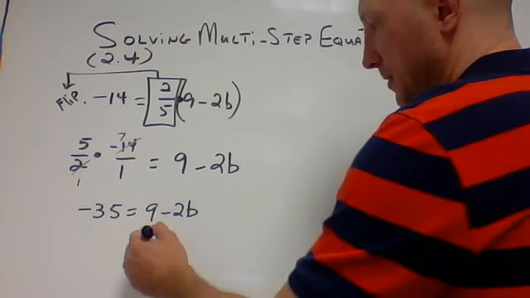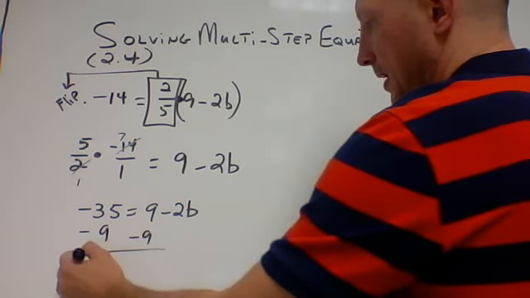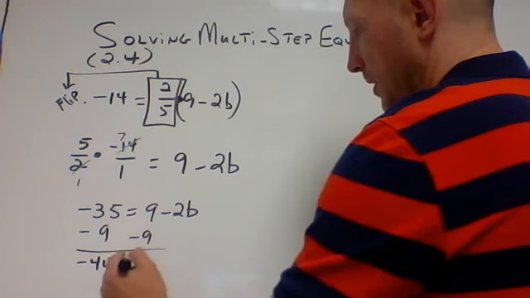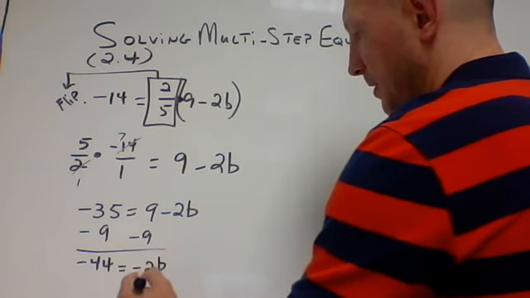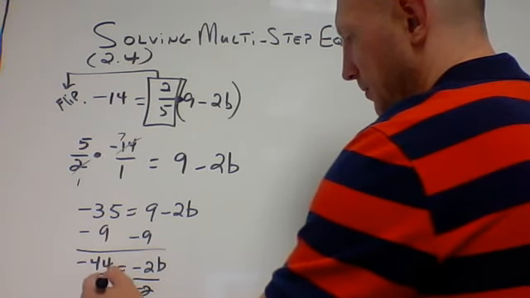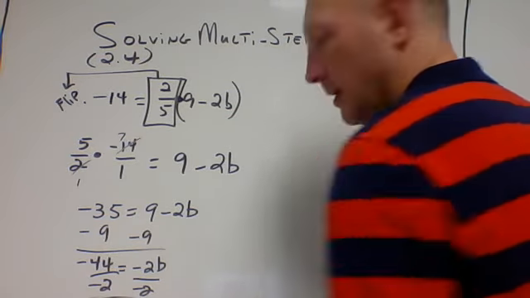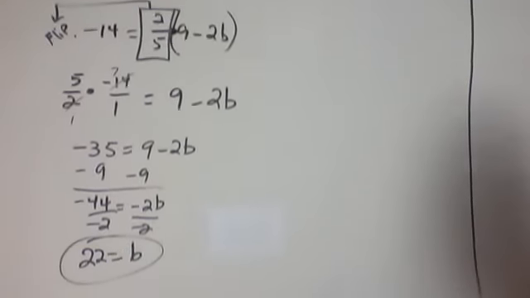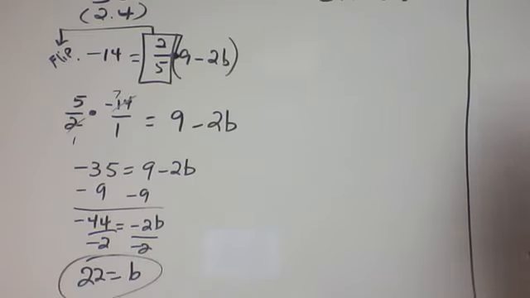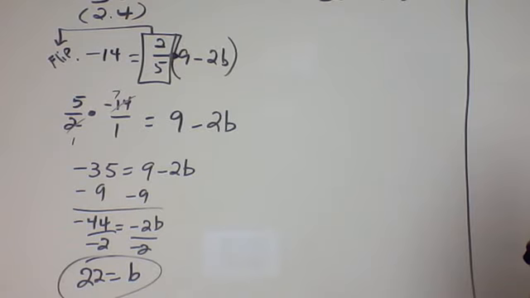So subtract the 9, use the inverse operation, get negative 44 equals negative 2b, divide by negative 2, and then finally b equals positive 22. Whoops, positive 22. All right, so that's one way to solve this equation.